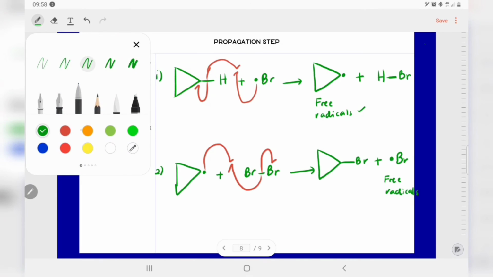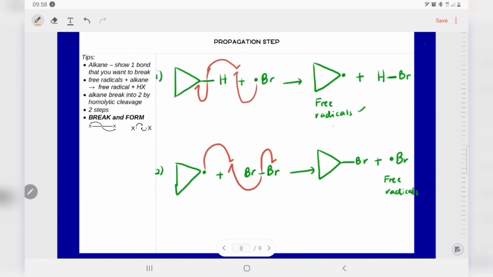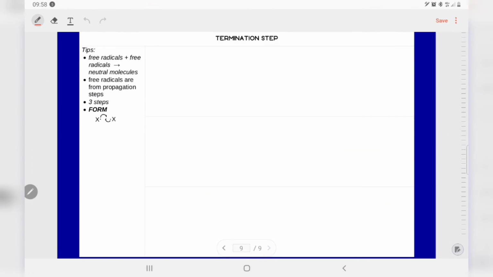Now we have two types of free radicals, which are cyclopropyl free radicals, and Br free radicals. So these two free radicals will be terminated by combining the free radicals in the termination step. In the termination step, the first step we combine A and A, where A is cyclopropyl free radical plus another cyclopropyl free radical.